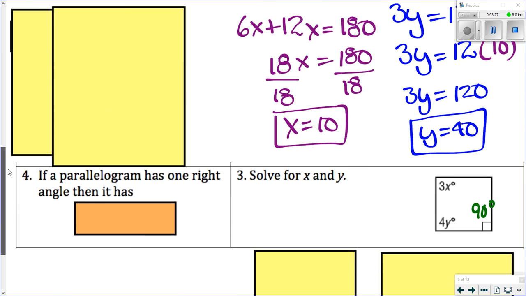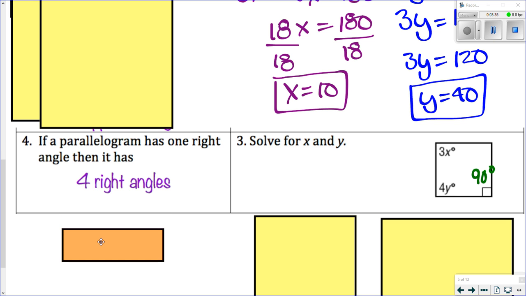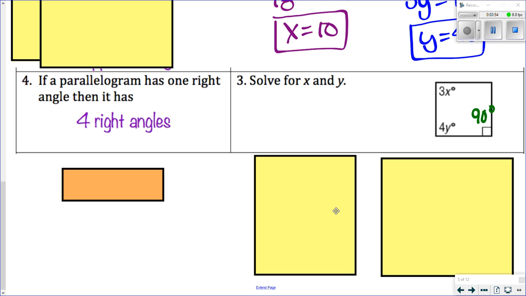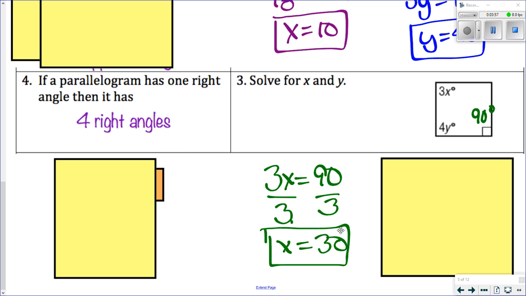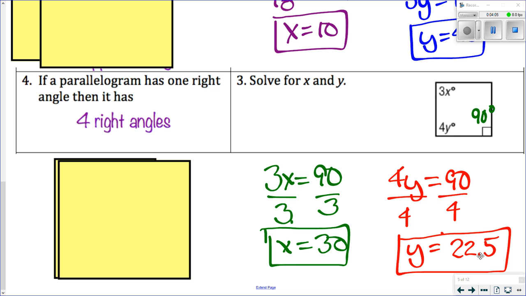And the last characteristic of a parallelogram is that if a parallelogram has one right angle, then it has 4 right angles. So for this one, we're solving for x and y. We see the little angle marker that tells us that it's 90 degrees. And now we can solve for the others, because if we have at least one right angle, then the others are also going to be 90. So I'm going to solve for x. I'm going to set 3x equal to 90. And then solve for x, it gives me 30. And then next I'm going to solve for y. So 4y equals 90. And it'll give me 22.5 for y.